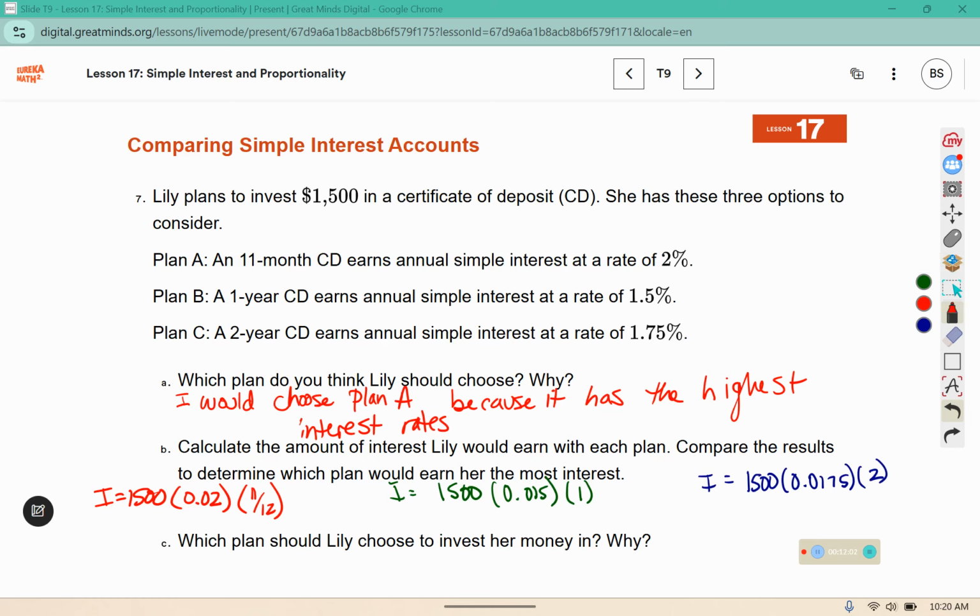So 1,500 times 0.02 times 11/12 is 27.5. So $27.50 using plan A. Plan B, 1,500 times 0.015 times 1 is $22.50.